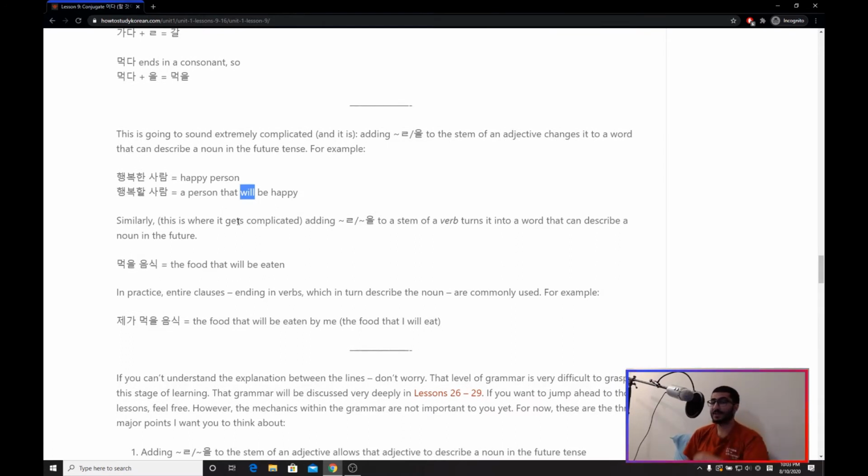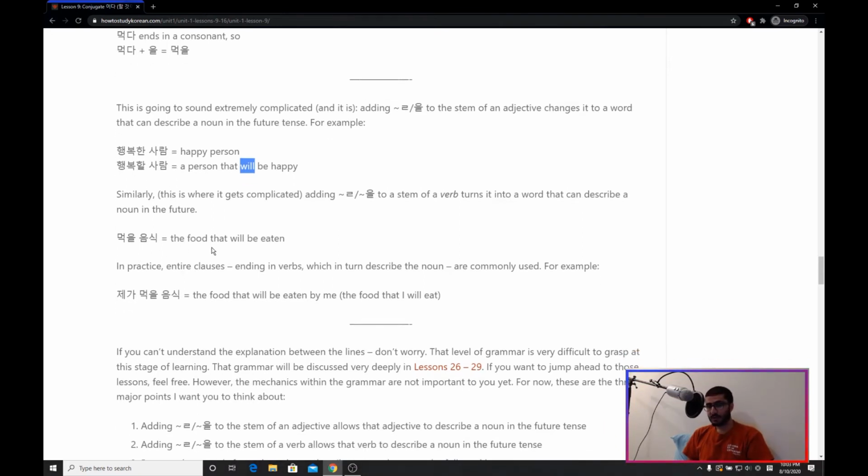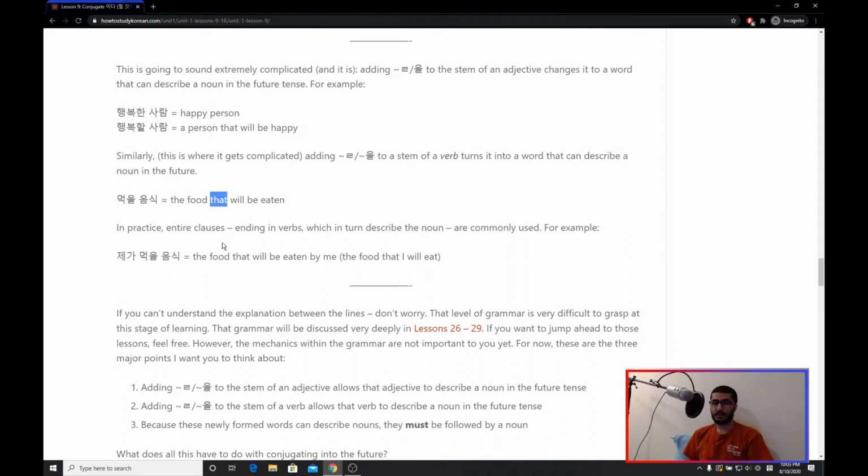Alright, similarly, this is where things get complicated. Adding ㄹ or 을 to a stem of a verb turns it into a word that can describe a noun in the future. So 먹을 음식, food that will be eaten. In practice, entire clauses ending in verbs, which in turn describe the noun, are commonly used. He means not just that 먹을 음식, but with something along with it. 제가 먹을 음식, and then blah blah blah blah blah. So the food that will be eaten by me, or the food that I'm gonna eat.